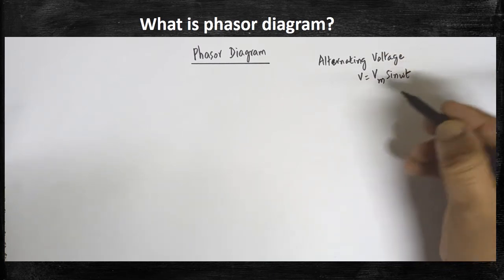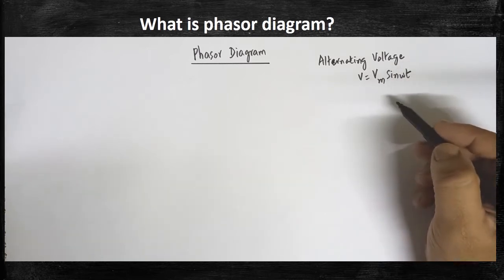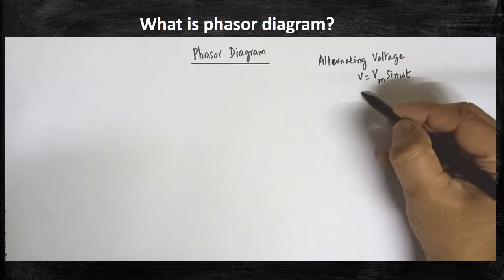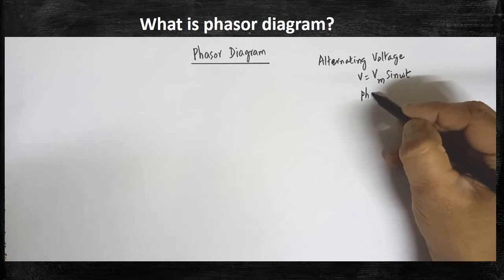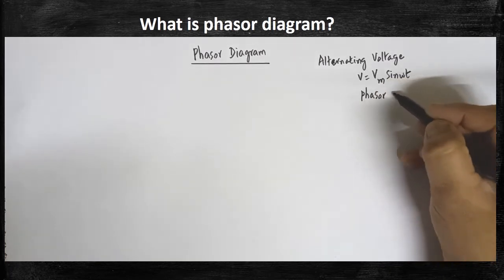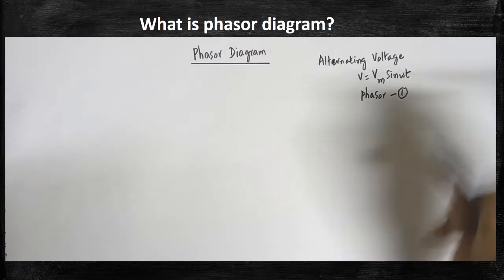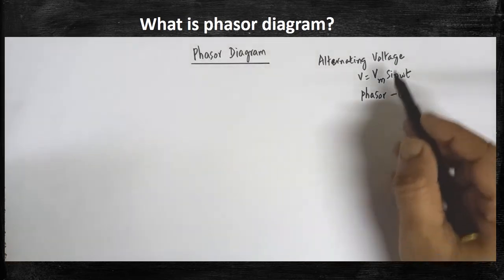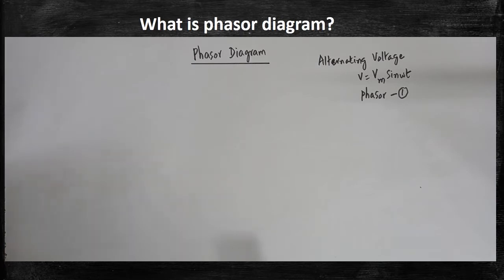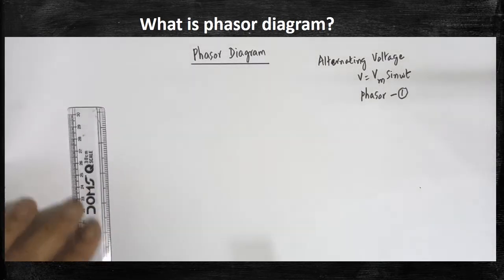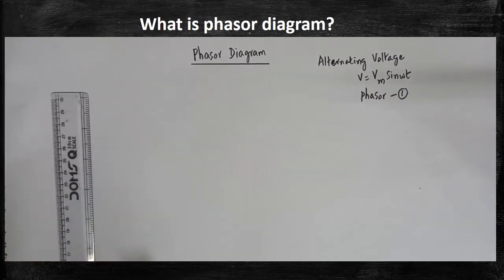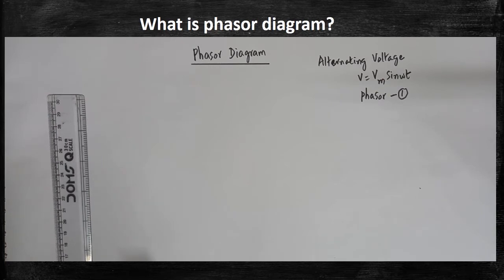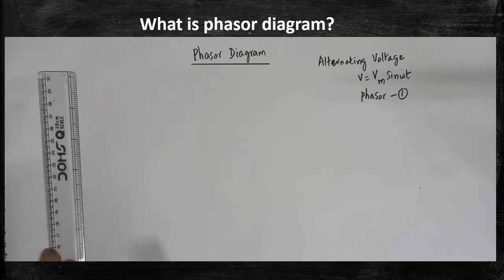This is the equation that represents the alternating voltage. This alternating voltage can be represented as a phasor. This is the first phasor I am going to draw. How to draw the phasor for alternating voltage? For that, I need a scale. With the help of the scale, a graphical representation is to be drawn.